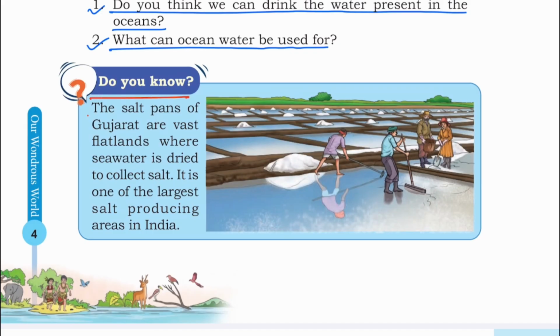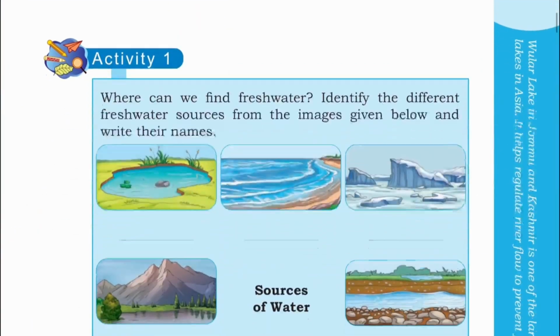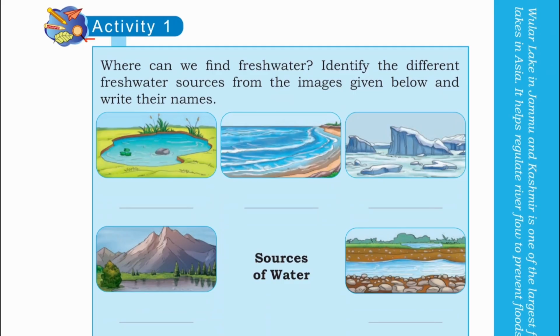Do you know? The salt pans of Gujarat are vast flatlands where seawater is dried to collect salt. It is one of the largest salt producing areas in India. Activity 1. Where can we find fresh water? Identify the different freshwater sources from the images given below and write their names.